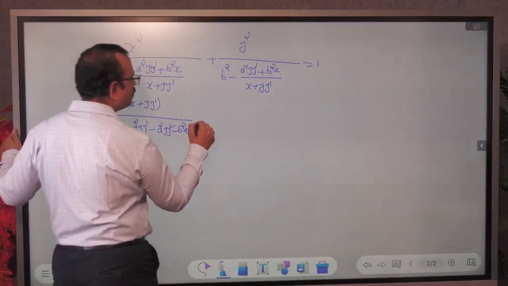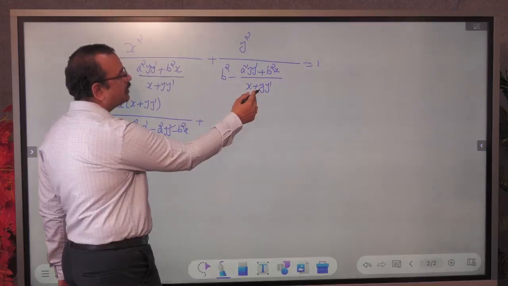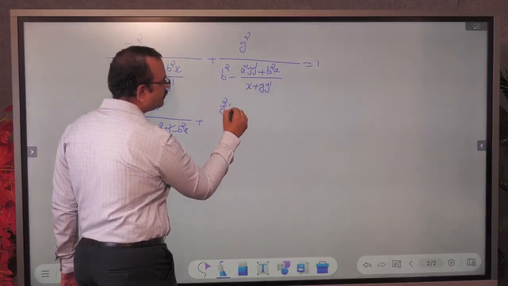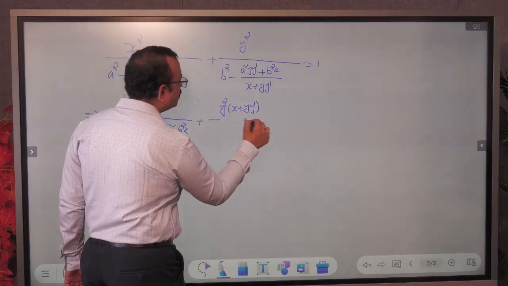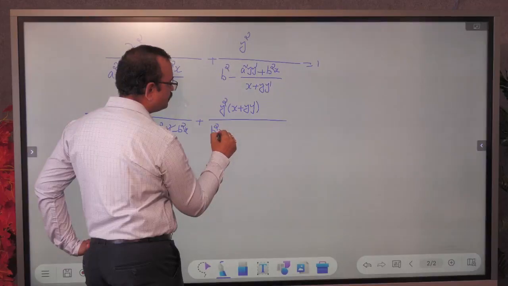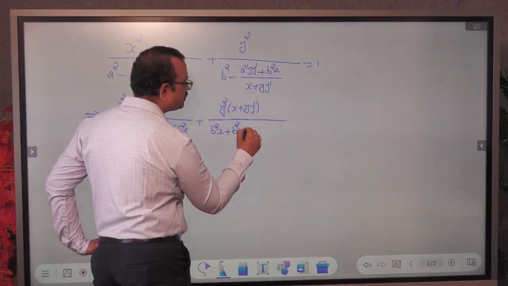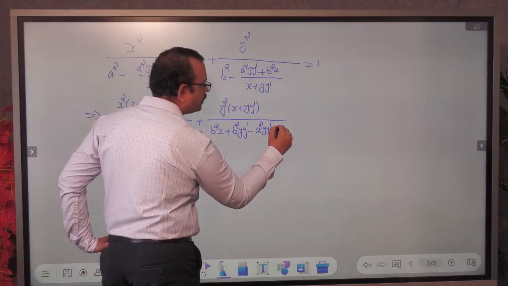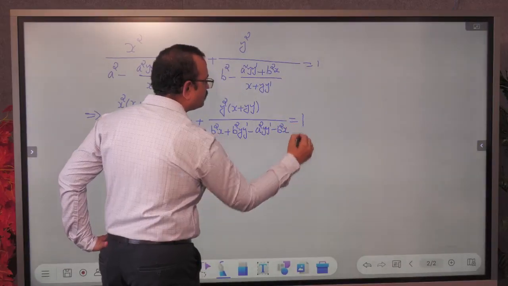Okay, so similarly here also plus, here also in the denominator x plus y dash is the LCM, so therefore it goes to the numerator. So y square into x plus y dash divided by, so b square into x plus y dash, in the sense b square x plus b square y dash minus of a square y dash minus b square x is equal to 1.